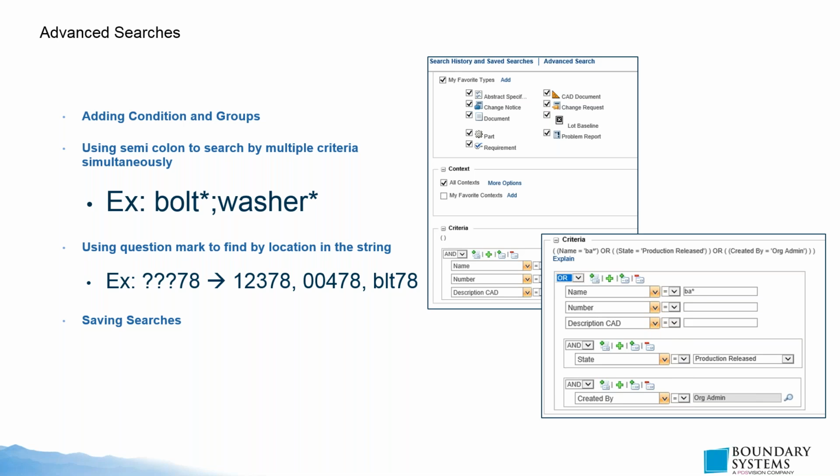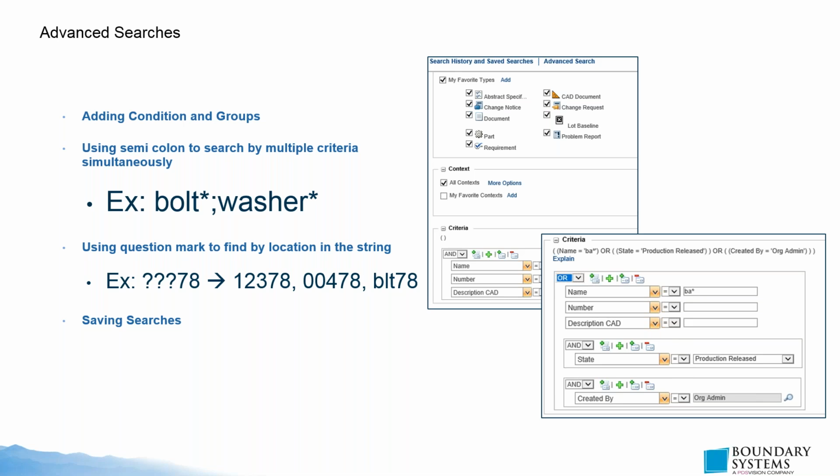Let's envision a scenario where you remember a part number. You know that the fourth number and the fifth number is a 7, 8, but you don't remember the first three, or you want all the first three, whatever they are, and give me the 7, 8. Well, you could look at it either way. You could go and enter that in the number or name, depending on where that 7, 8 is associated with. And you set it up as follows: 3 question marks 7, 8.